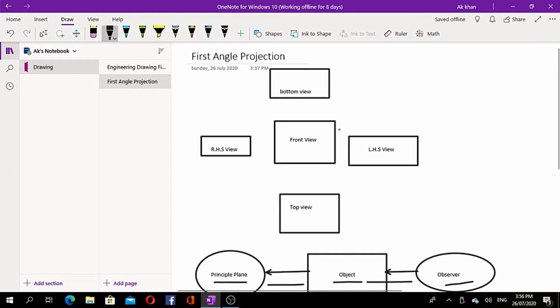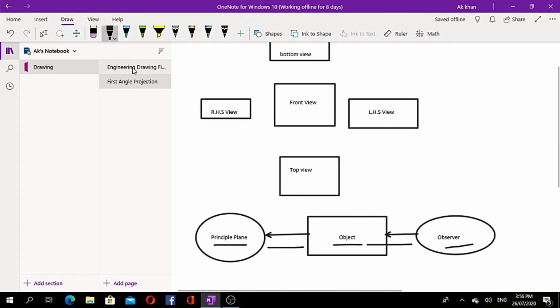In case of first angle projection, the front view is drawn in the middle, and the right hand side view is drawn on the left side of the front view. Remember this: the right hand side view is drawn on the left side of the front view, the left hand side view is drawn on the right side of the front view, the top view is drawn below the front view, and the bottom view is drawn above the front view. That's almost the basic difference between the projections. So remember this criteria, and you would be doing it in examples in the questions.